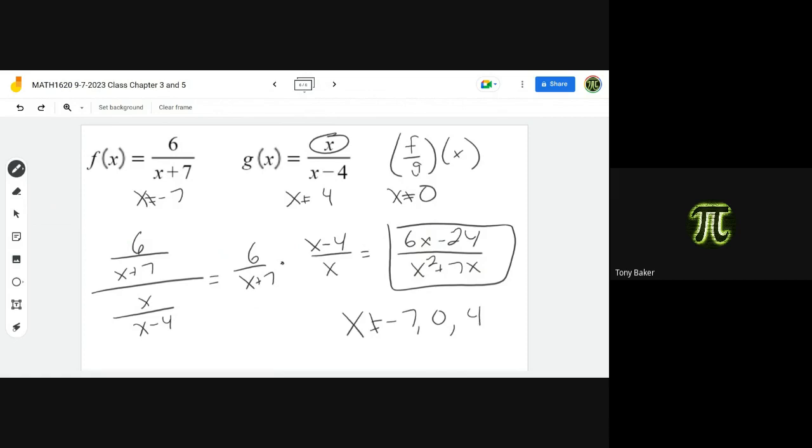All right. Any other question on combining functions? We good with that?